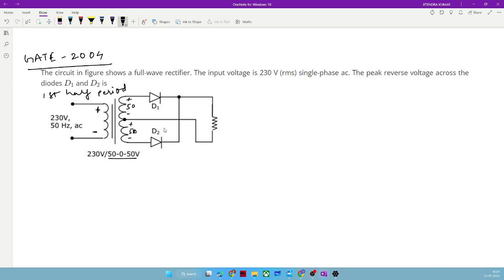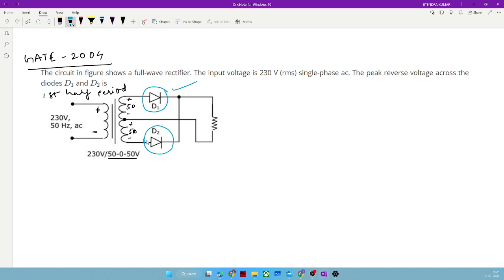And at any time, you can see by this diode, for continuous operation, what I mean by continuous operation is, for one half cycle, this diode D1 should conduct, and for another half cycle, D2 should conduct.